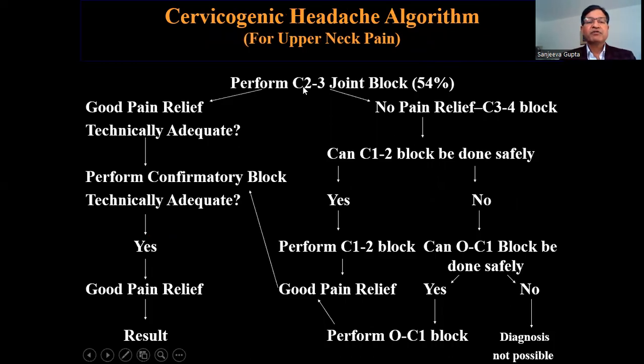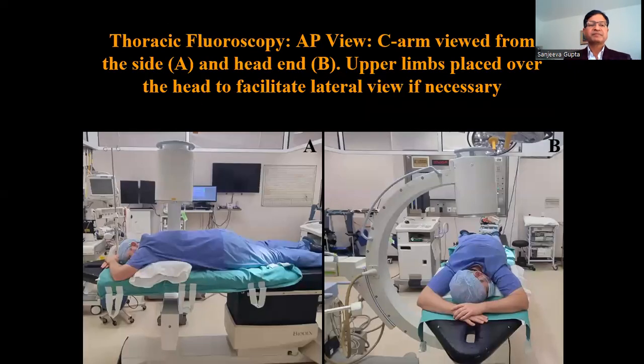So if you perform C2-3 joint block and the patient gets good pain relief, technically adequate means they should have numbness in the occipital area. That's where part of the supply of the third occipital nerve goes through. So if they have good pain relief and numbness there, that's the right block, and it's likely to be coming from the C2-3 joints. But please do look at the cervical medial branch block chapter that will describe in greater detail.